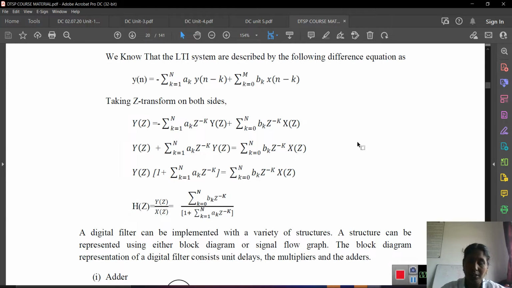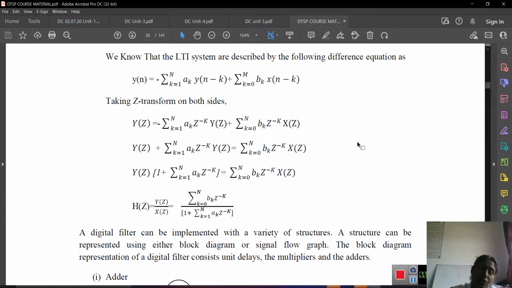Then we bring the y term to the left side and rearrange the equations. The minus term, when it comes to the left side, automatically changes to plus. Y of z plus summation k equal to 1 to n, ak z power minus k, Y of z equals summation k equal to 0 to m, bk z power minus k into X of z. We arrange Y of z on the left side and X of z on the right side, taking Y of z common: Y of z times 1 plus summation k equal to 1 to n, ak z power minus k, equals summation k equal to 0 to m, bk z power minus k into X of z.